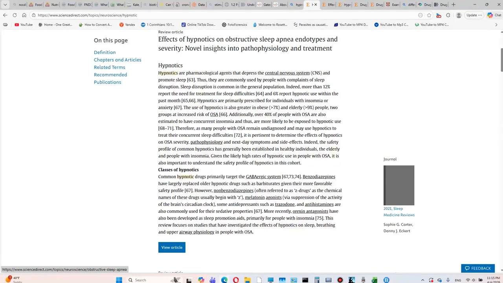Indeed, the safety profile of common hypnotics has generally been established in healthy individuals, the elderly, and people with insomnia. Given the likely high rates of hypnotic use in people with OSA, it is also important to understand the safety profile of hypnotics in this cohort. Classes of hypnotics. Common hypnotic drugs primarily target the GABAergic system. Footnotes 67, 73, and 74.